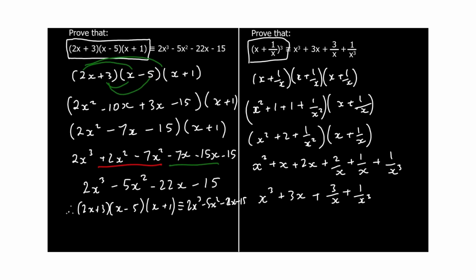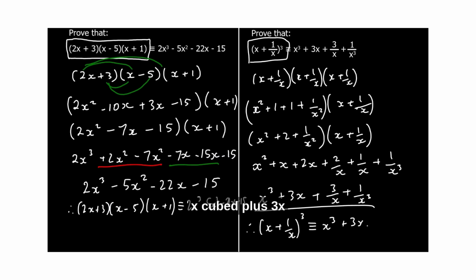And that is the same as the right side. So therefore, they are equivalent. They are identical. x plus 1 over x cubed is equivalent to x cubed plus 3x plus 3 over x plus 1 over x cubed.